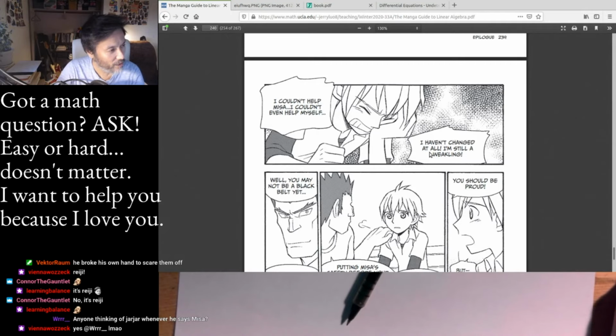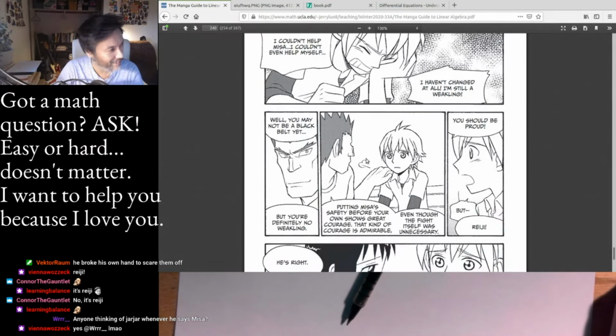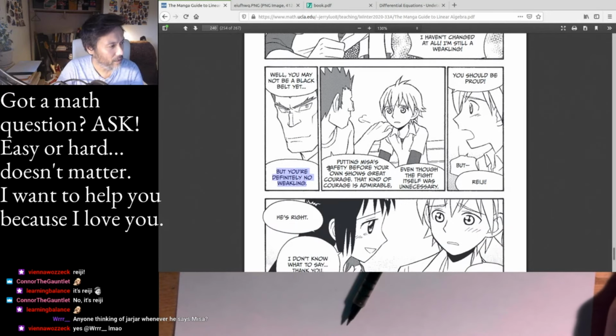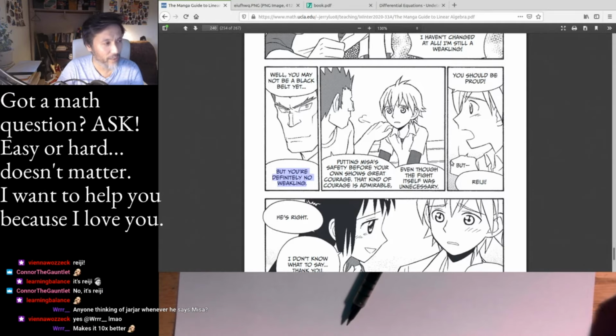I haven't changed at all. I'm still a weakling. Well, you may not be a black belt yet, but you're definitely no weakling. Putting Misa's safety before your own shows great courage. That kind of courage is admirable, even though the fight itself was unnecessary. You should be proud.